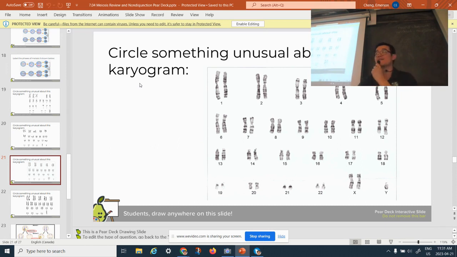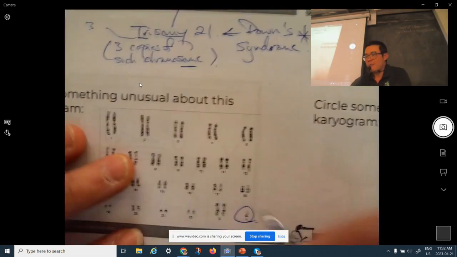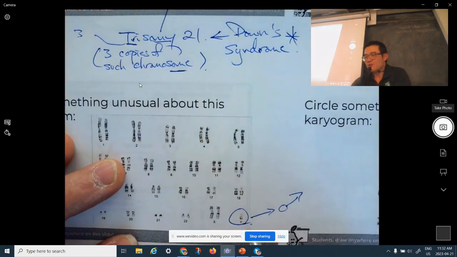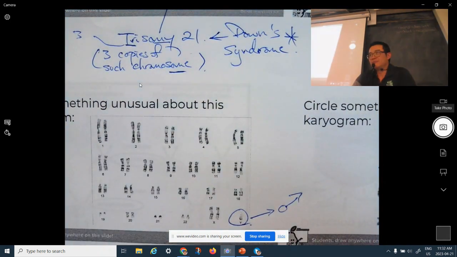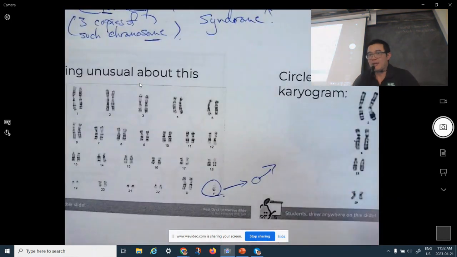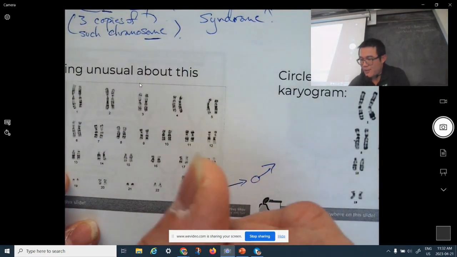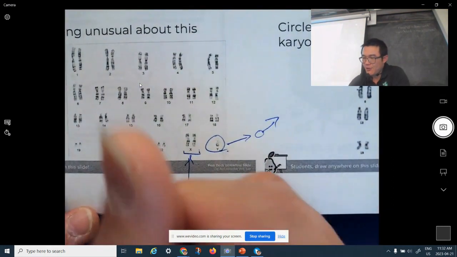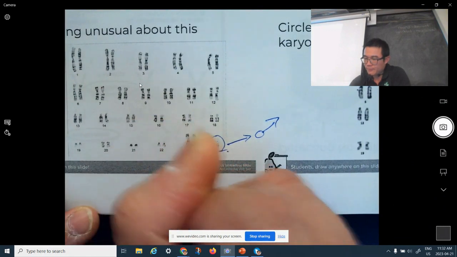Coming back, male, female. If you see a presence of Y chromosome, it's pretty much male. Just the fact that there's a Y chromosome there, that person is a male. However, you do have an extra X chromosome.